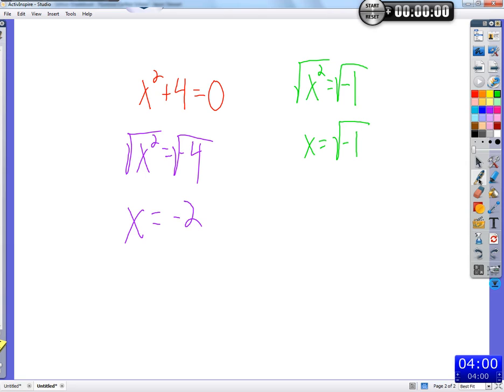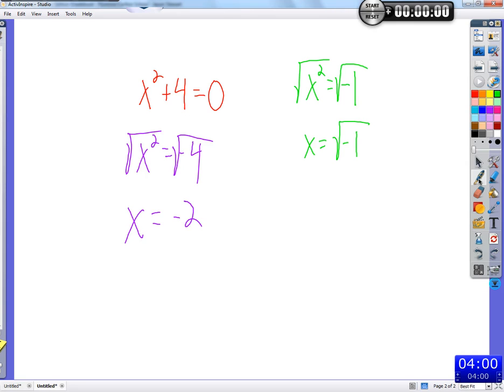So imaginaries are always negative? Imaginaries are positive or negative. Imaginaries involve the square roots of negative numbers, so it will always be the square root of a negative number. Yes. The square root of a negative will be imaginary. And any square root of a negative, we can rewrite using the square root of negative 1.